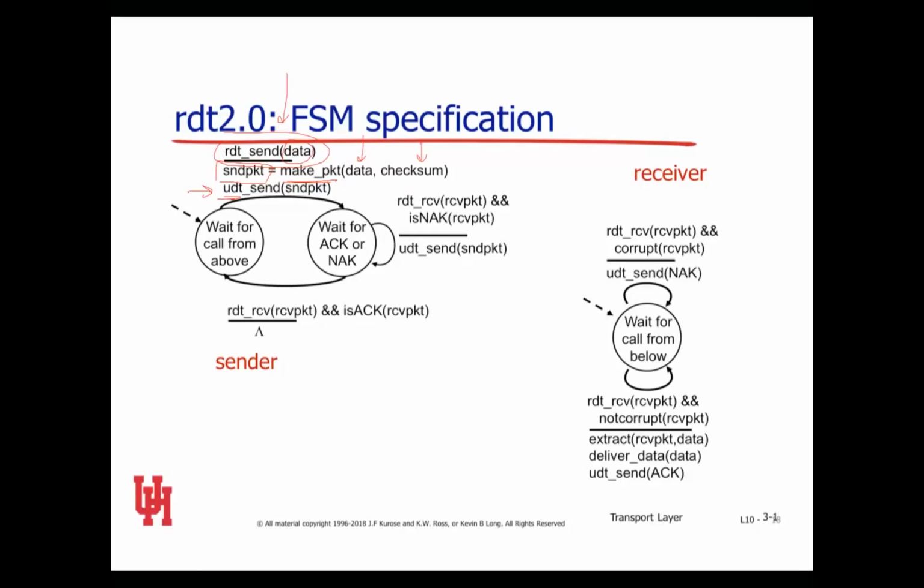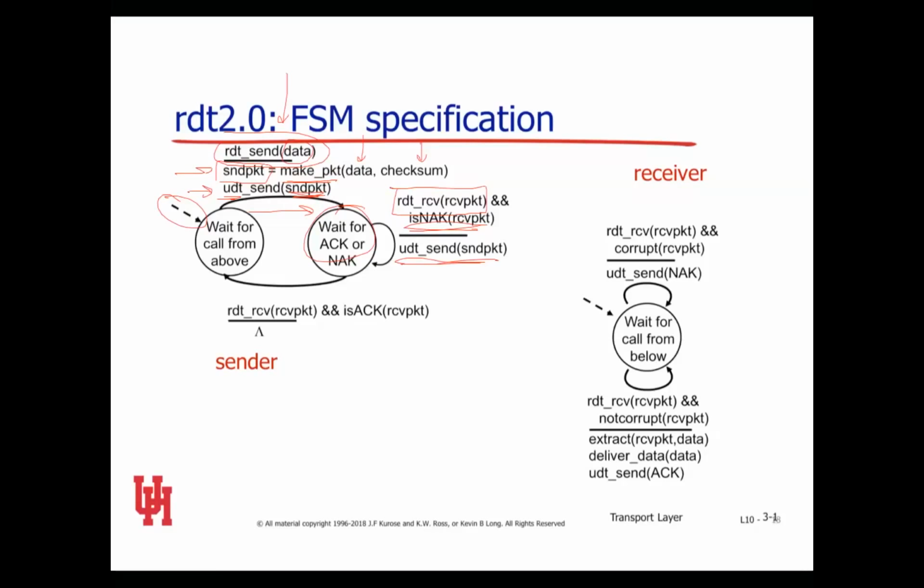I'm going to send it down a layer to the unreliable layer, which is the network layer, and I'm going to insert that. But I still keep this variable. Nothing's happened to this variable. So I'll start my day waiting for a call from above. If this is what happens, I move to this state where I'm waiting for an acknowledgement.